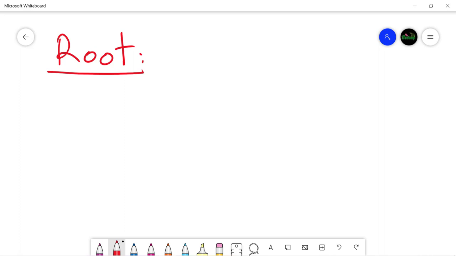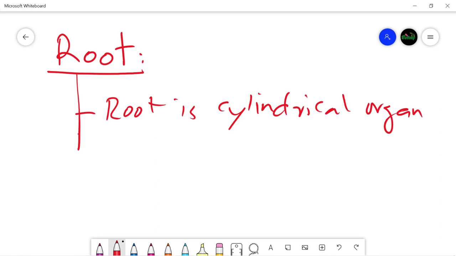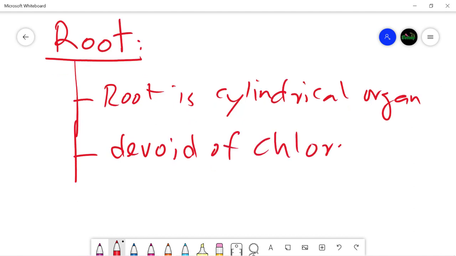So what is root? It is somewhat difficult to define the root. Anyway, we are going to define it, or at least we shall try to define it. So root is a cylindrical organ which is devoid of chlorophyll. It lacks chlorophyll. All the roots lack chlorophyll. You will never find chlorophyll in the roots.